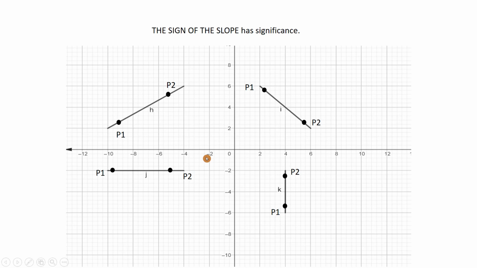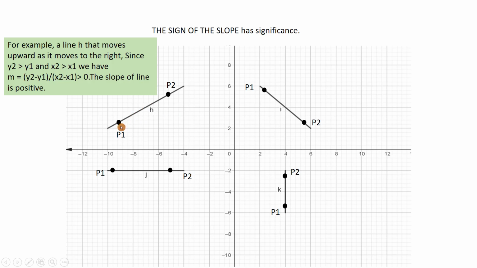Also, the sign of slopes is significant. We have all the types of slopes. For line H, as we see, the line goes upward, moves upward. So y2 is greater than y1 and x2 is greater than x1, m will be positive because m will be greater than 0, so it will be positive. It means the line moves upward to the right.